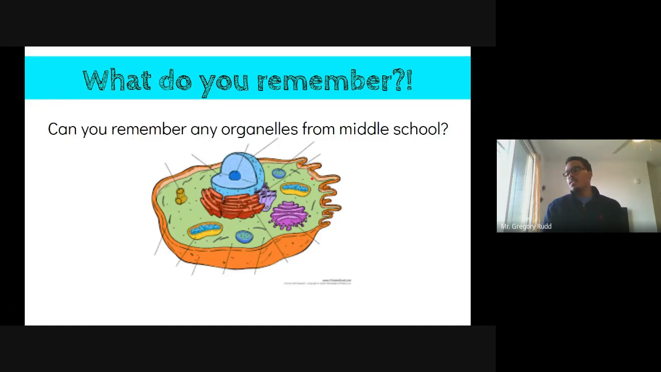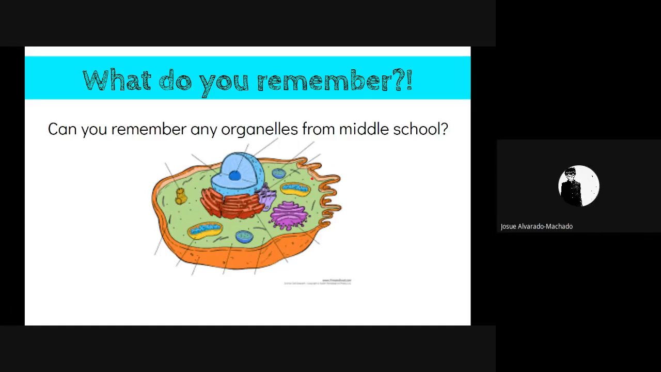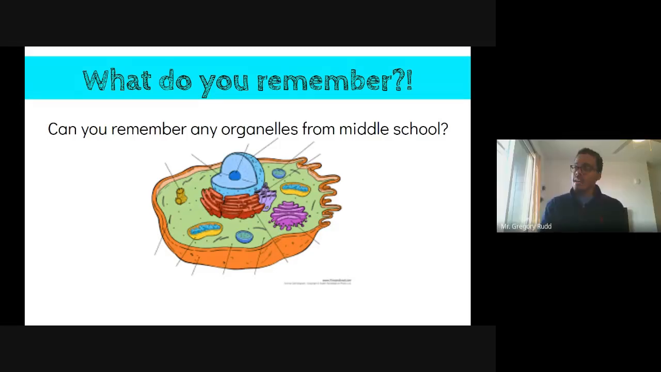Anything else? Didn't plant cells have something like chloroplast? Good. Plant cells specifically have chloroplast. Thank you, Josue. And I see Janelle also said in the chat a cell membrane, which is the orange layer on the outside here. Anything else we can remember?